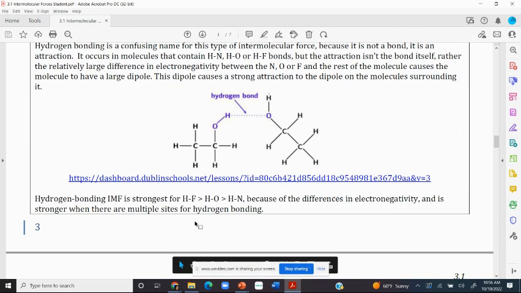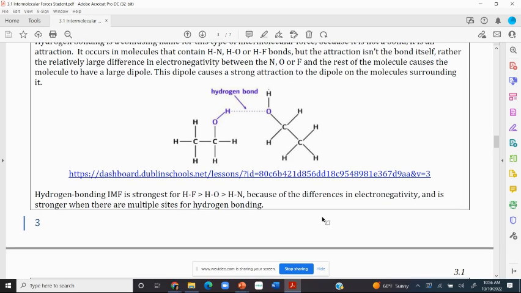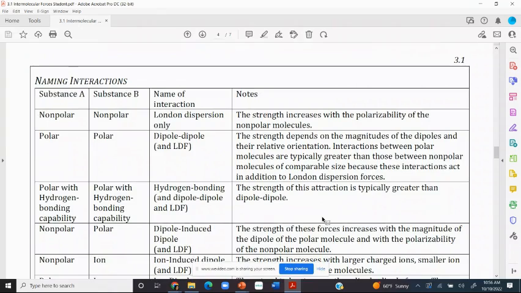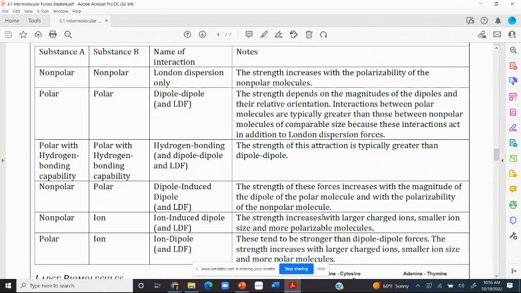Now, why would fluorine be stronger IMF than oxygen or nitrogen? Because it's more electronegative. More electronegative. Excellent.